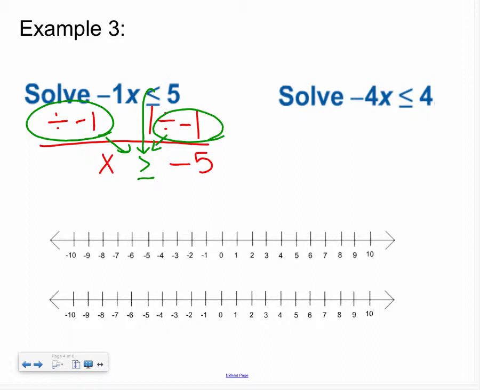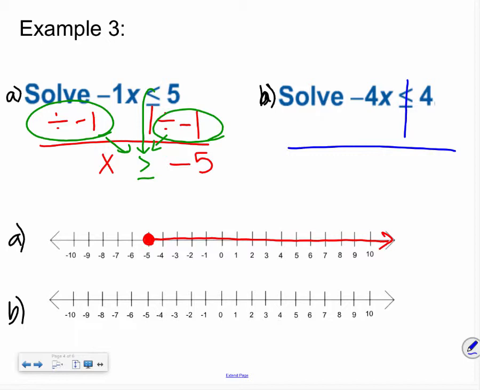So now let's graph this. All right, we have x is greater than or equal to negative 5, so I find my negative 5. I said or equal to, that means I have a filled in circle. And x is greater than, so that means, as I said in the last example, greater than means you point to the right, the bigger numbers.